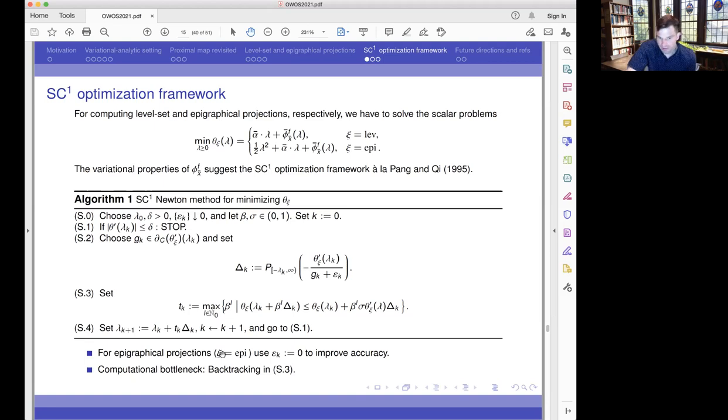But of course, there's some stuff to be said here. This epsilon that occurs here is a regularization parameter because your derivatives might not be invertible. But in the epigraphical case, it's not needed, and you should throw it away because you improve accuracy. But what you can maybe already see is that computationally, that's a bit of an overkill. And the computational bottleneck will be this Armijo backtracking in step three. And now the question is, well, can I get around basically the damping?